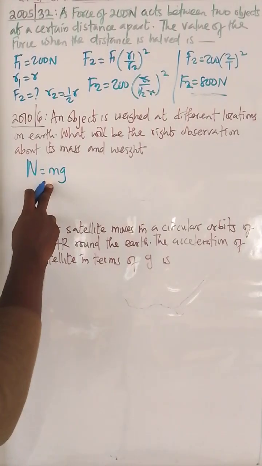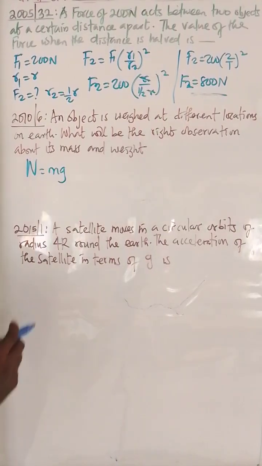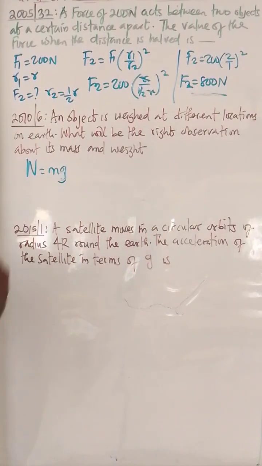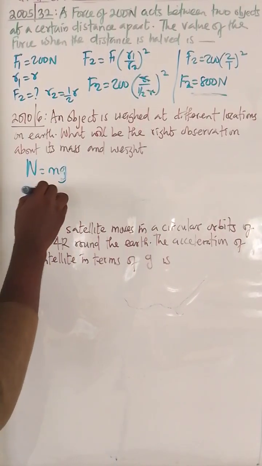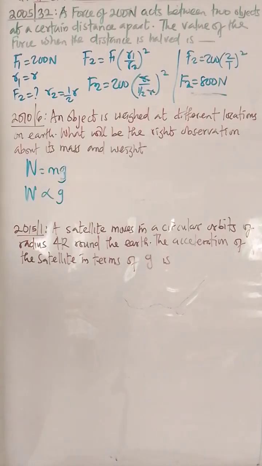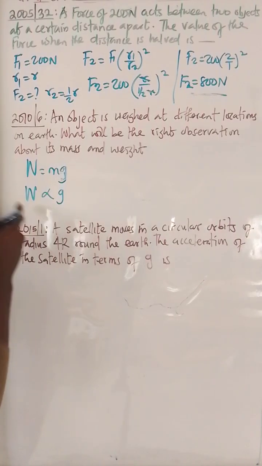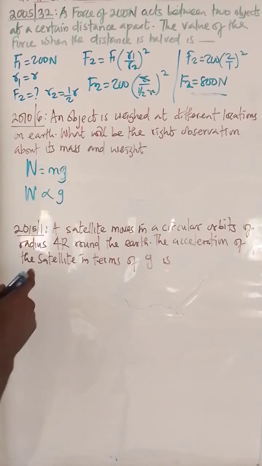So the mass is always constant. Weight is normally supposed to be constant, but because g varies, weight also varies. So you can say weight is proportional to g, where mass is constant. The more the gravity, the more the value of the acceleration due to gravity, the more the weight of the body. So mass is always constant while weight varies.